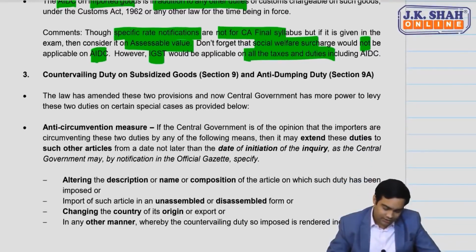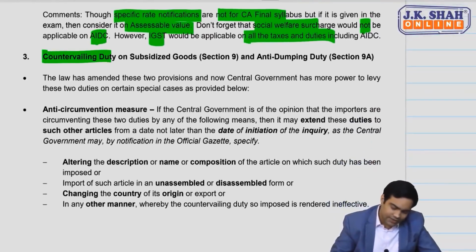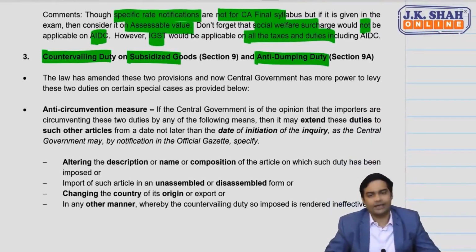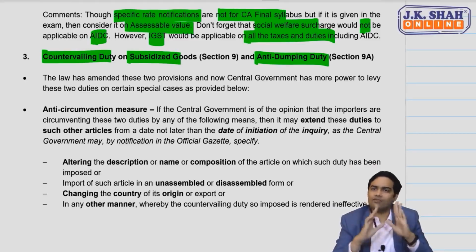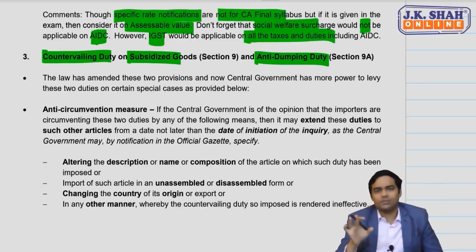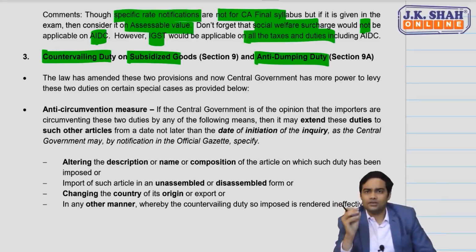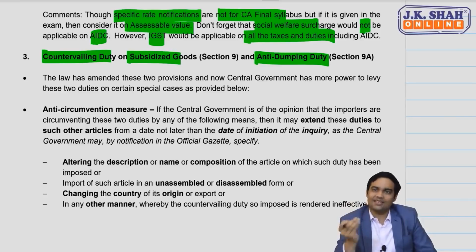Okay. Now, there have been a few changes in CVD on subsidized goods and anti-dumping duty. The changes are similar for both CVD on subsidized goods and anti-dumping duty, and that's why I have not given them to you as part of two different sections. It's part of one. What are the changes? Very simple changes, just to try and catch those who are trying to act smart. If someone tries to act smart, the government has come up with provisions which are smarter. That's it.